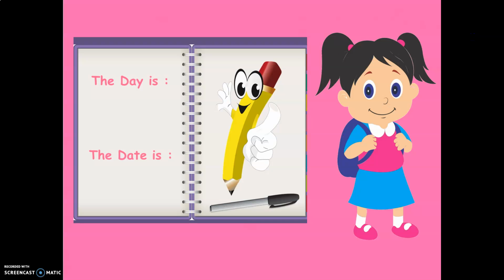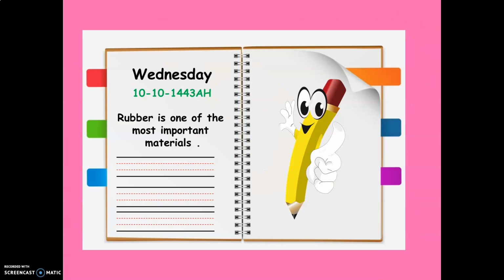So, girls, today is Wednesday, and the spelling is Wednesday, and the date is 10/10/1443 after Hijrah. After that, girls, I need you to open your notebook and copy this sentence: Rubber is one of the most important materials, okay?